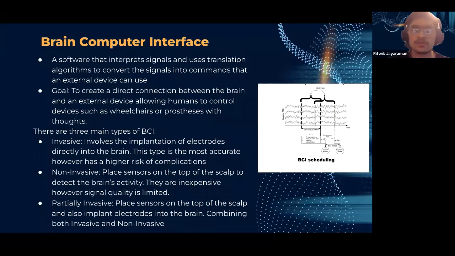First, invasive, which involves the implantation of EEG electrodes directly into the brain. This type is most accurate, however, it has a higher risk of complications. Non-invasive, by contrast, is when the electrodes are placed on the scalp, and commonly this is the type of EEG electrodes actually used, and this is what we use, non-invasive BCI, for our research. And partially invasive is a mix of both.